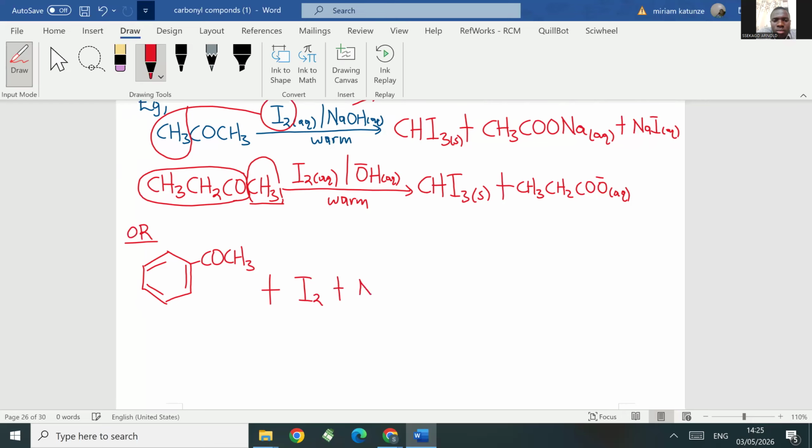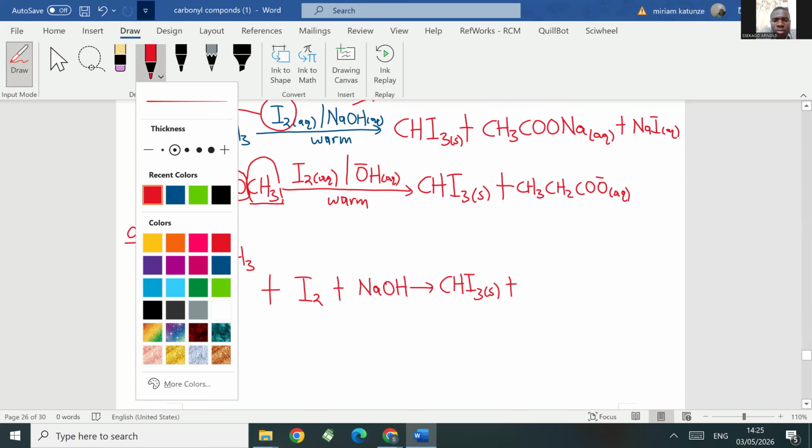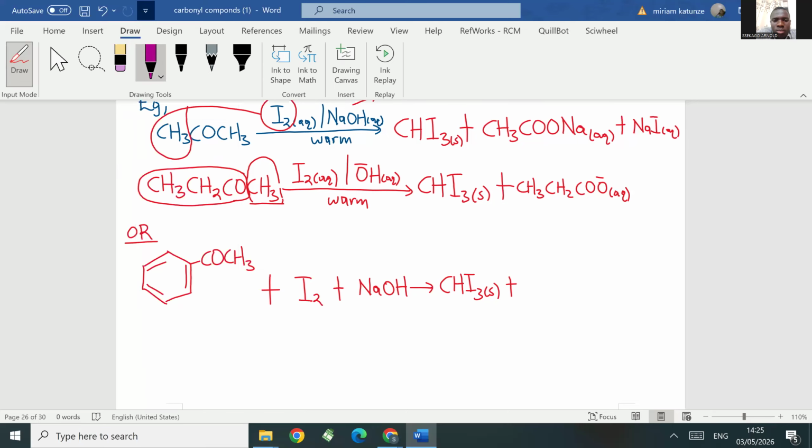Plus sodium hydroxide to form iodoform, the yellow precipitate, then plus the remaining part. Now, the remaining part here is this. This is our remaining part. So in this case, it is sodium benzoate that is obtained.